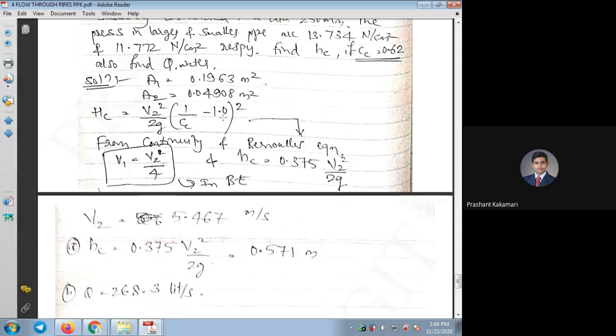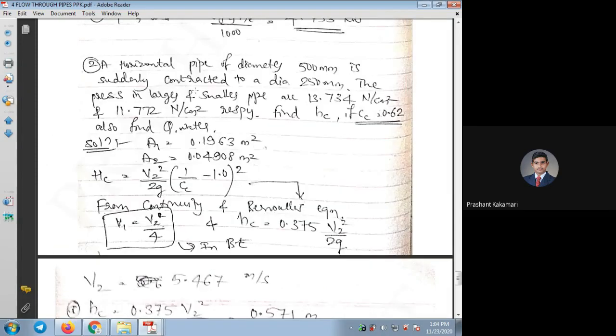Okay, so here one should find out what is this V2, because in the problem they have not mentioned velocity anywhere. In the problem, the area is known for the small pipe and the large pipe, but the discharge is not mentioned. So in such a case, what we can do is again go by Bernoulli's equation.